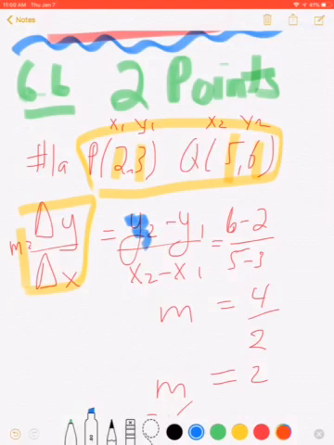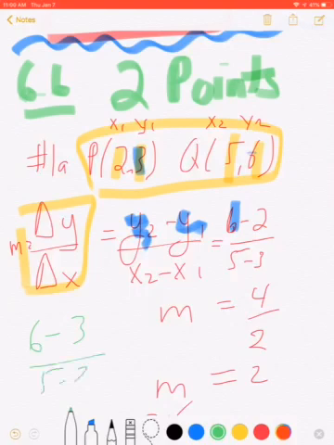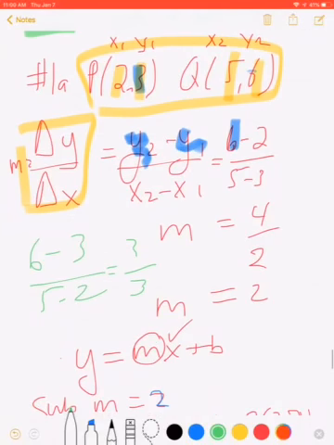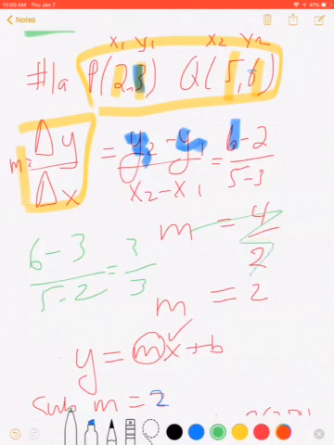Y2 is 6, so that goes here. Y1 is 3, so that goes... Oh, did I mess this up? I did mess it up. Okay, so this one here is wrong. So I go 6 minus 3 over 5 minus 2, and I end up with 3 over 3. And so your slope is actually 1. That's weird. So your slope is 1. So this whole thing's wrong.